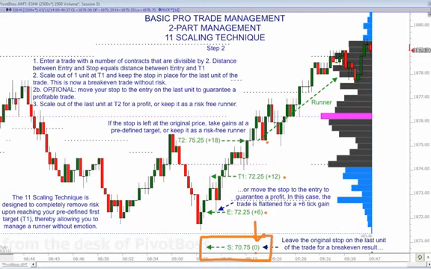So you have an option. 2B is optional. You can move your stop to the entry on the last unit to guarantee a profitable trade. So instead of having a break-even trade by letting it come all the way to here, you can move your stop to the entry right here. And if that happens, you've then booked a +6 on that entire trade. Okay, that's the optional approach.